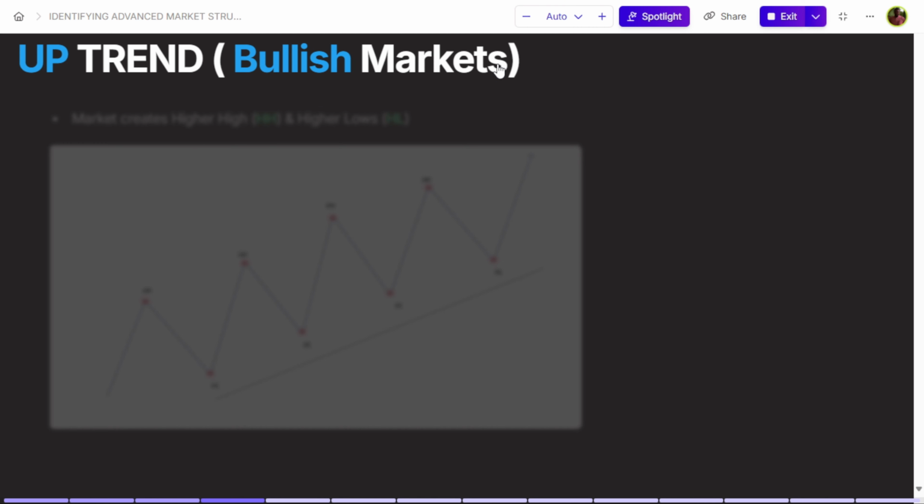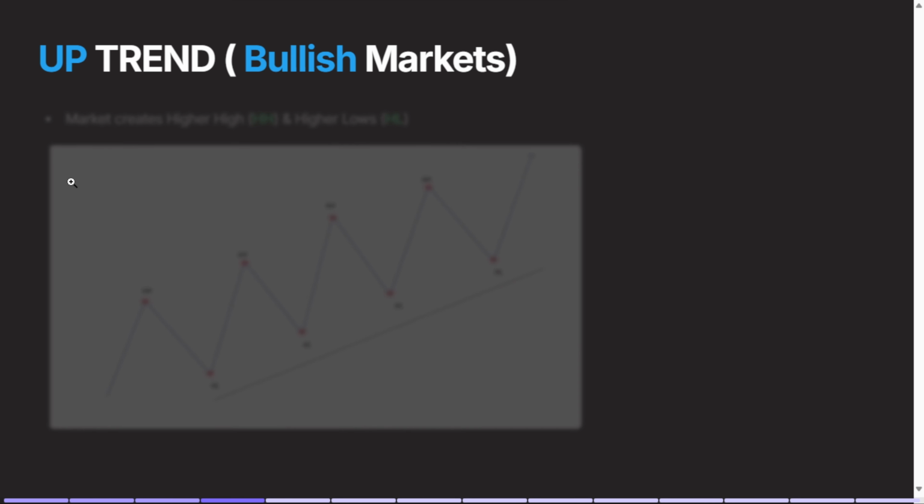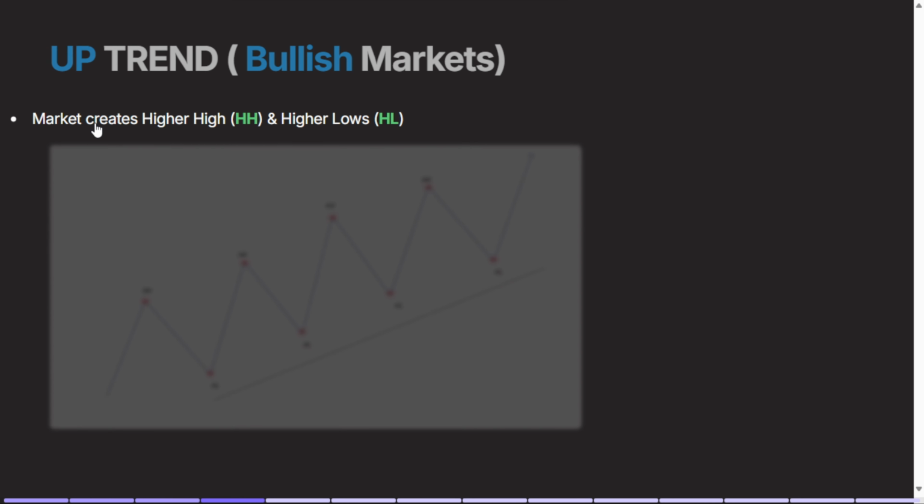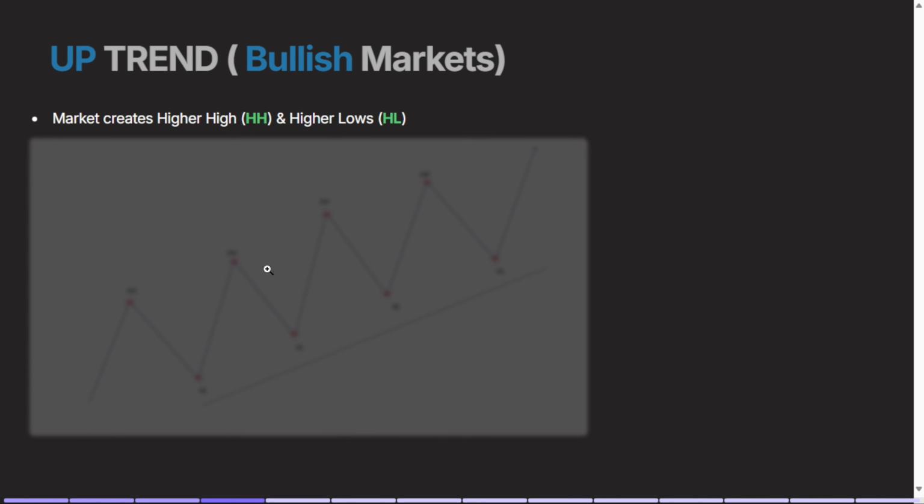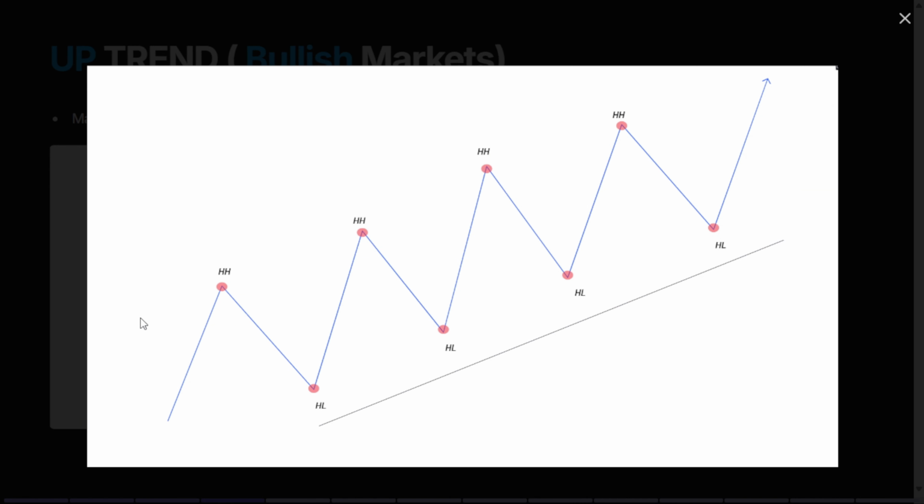An uptrend, or bullish market. During an uptrend, markets create higher highs and higher lows. That's how we identify market structure in an uptrend. In an uptrend, the market creates higher highs and higher lows, and keeps breaking structure to the upside.